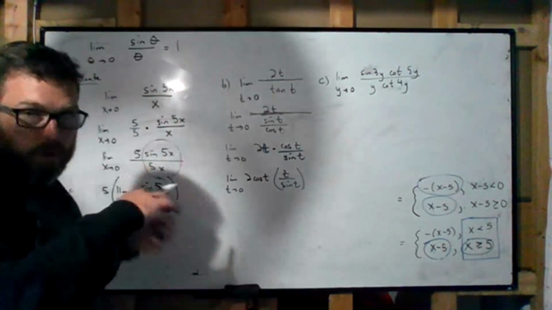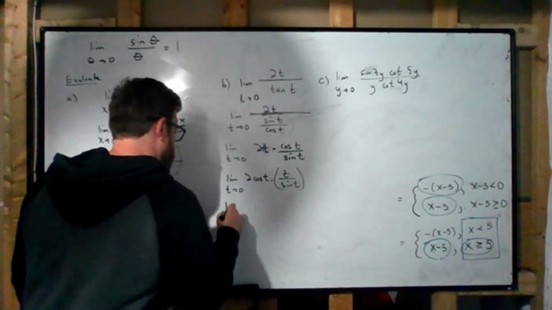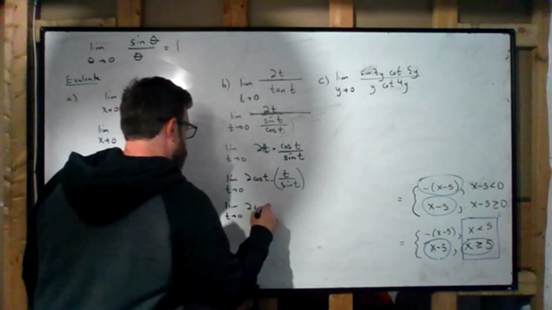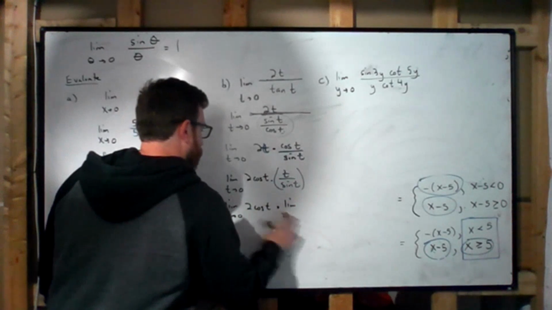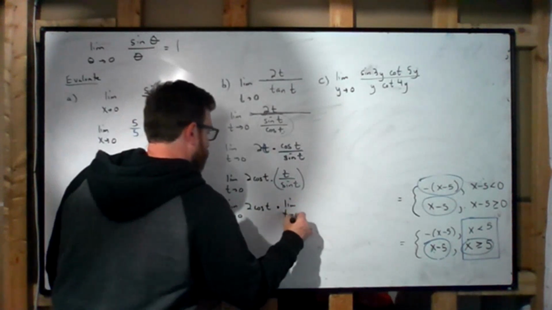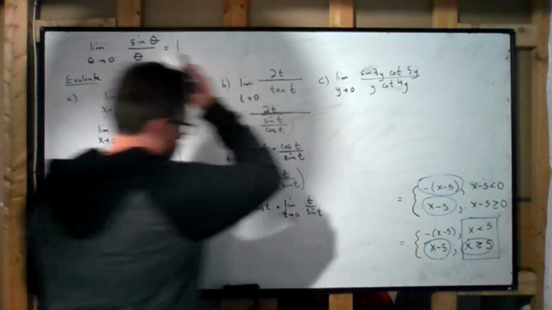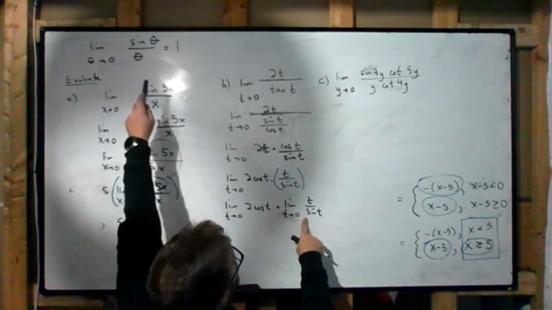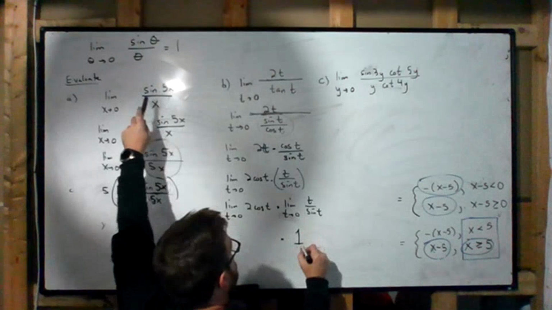Now remember with limits, you can pull constants in and out, but also the limit of the product is the product of the limits. So I can take the limit of both of these. The limit as t goes to 0 of 2 cosine of t multiplied by the limit as t goes to 0 of t over the sine of t. So this one is 1. I know it's the reciprocal, but the reciprocal is still 1. That's what that one turns into.